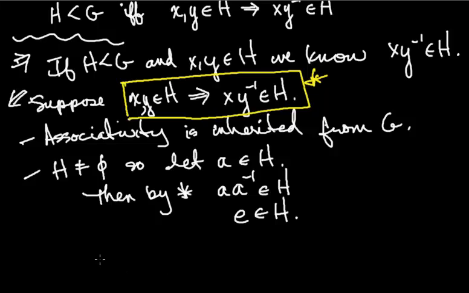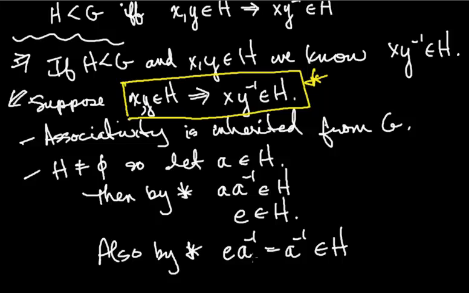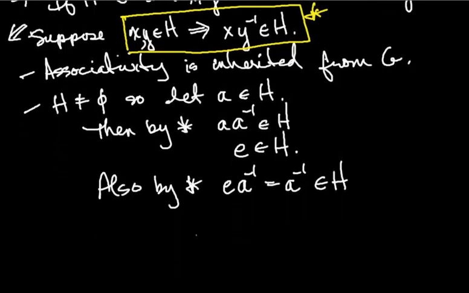And we can say also by star, we've got this A. We've got E in there now too. So we can say that E A inverse, which is A inverse, is in H. So we have inverses and we have the identity. We have associativity, and all we need is closure. In other words, the fact that the operation is also a binary operation on H. So that means it must be closed under the operation.